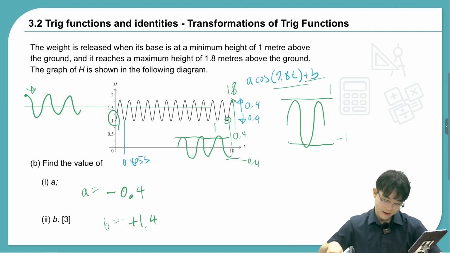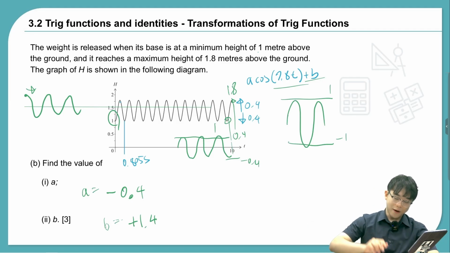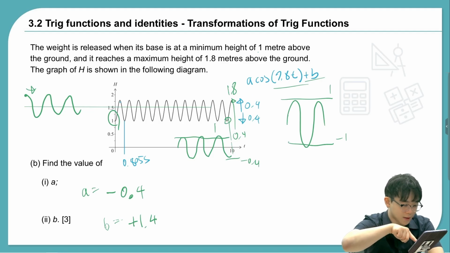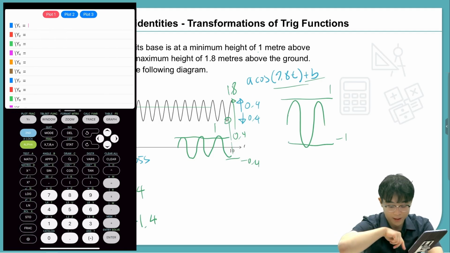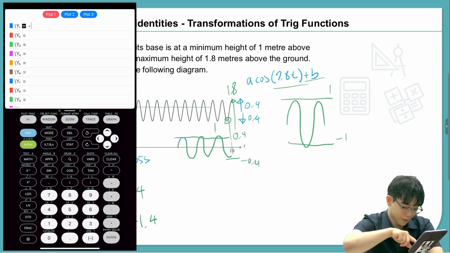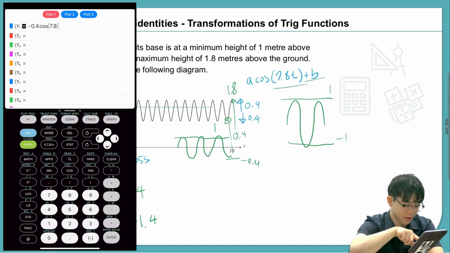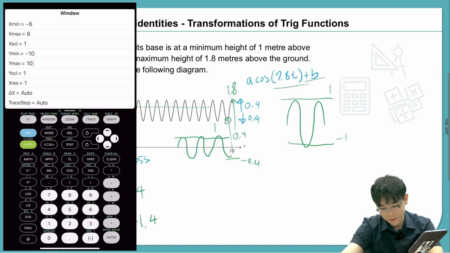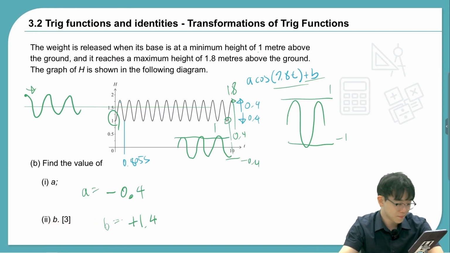As long as you have some understanding of how trig functions are transformed, you should be fine. Before moving on, let's enter that into our calculator so we can use it for our next steps. So we have negative 0.4 times cosine of 7.8t plus 1.4. We want to work with radians because, like I said before, we're not dealing with angles explicitly.